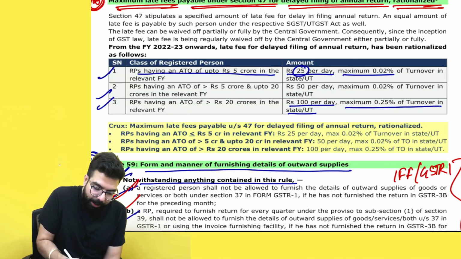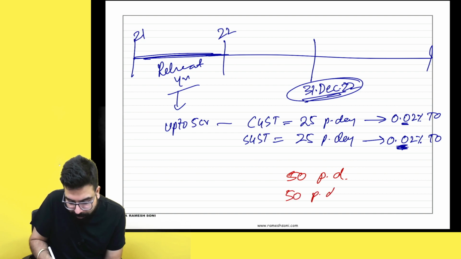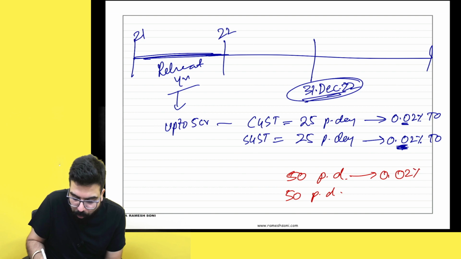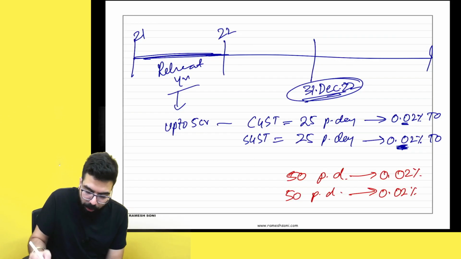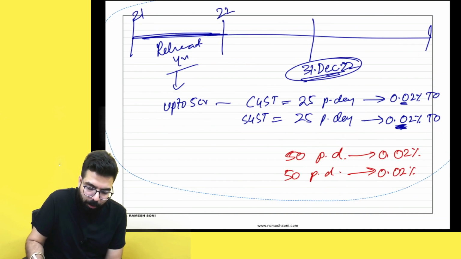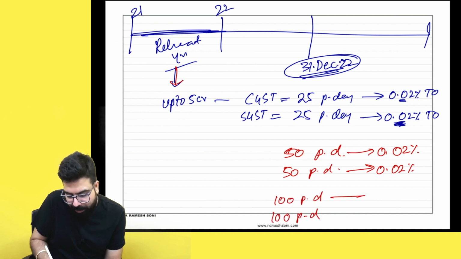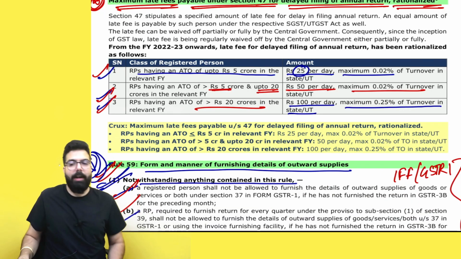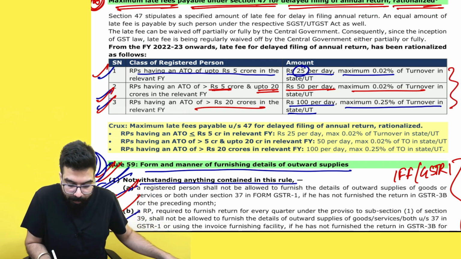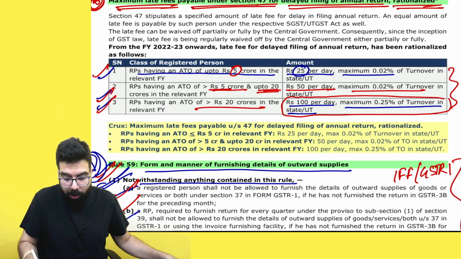Okay, sir? Same thing. Now they have told if your turnover is more than 5 crore, up to 20 crore, then the same amount will become 50 rupees per day. 50 rupees per day under CGST and 50 rupees per day under SGST, subject to a maximum of 0.02% of the turnover in state or union territory. But if your turnover is more than 20 crore, then what will happen? They have told simple over here. If your turnover in the relevant year was more than 20 crore, then it will be 100 rupees per day under CGST, 100 rupees per day under SGST, and here there is no deduction, the same as earlier. 0.25% of the turnover in state or union territory. That's all they have told relating to the late fee for the annual return. Late fee has been reduced now. Earlier this was the late fee for all cases, but now for people with turnover up to 5 crore and greater than 5 crore up to 20 crore, the late fee has been reduced over here.